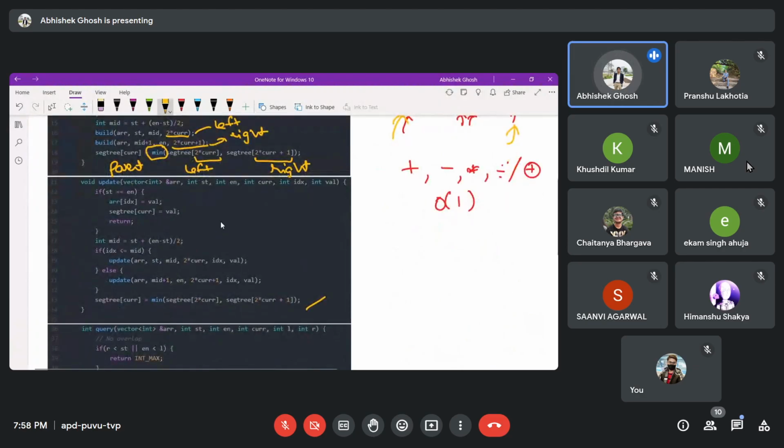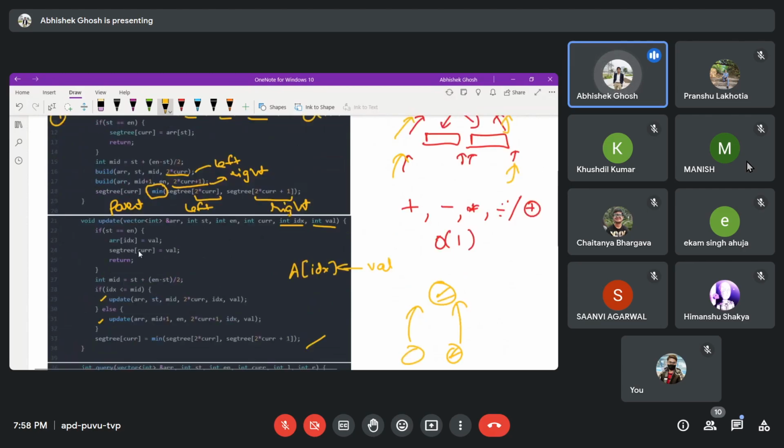Now updating is very easy. We just make a call to one child. Let's say at index idx we want to put the value val, at array of idx we want to put the value val. So we need to make some corresponding changes while returning. Like when we're returning from the two nodes at the parent, we need to make changes, right? If this value was changed, then it is possible that this value also has to be changed. So this is what we do. We make just one call, either to the left or to the right.